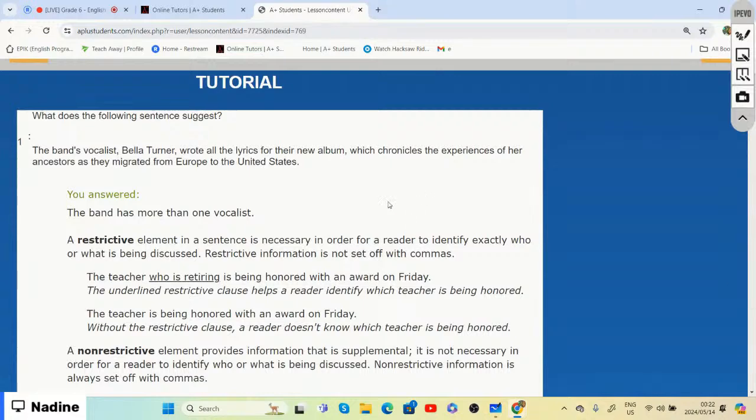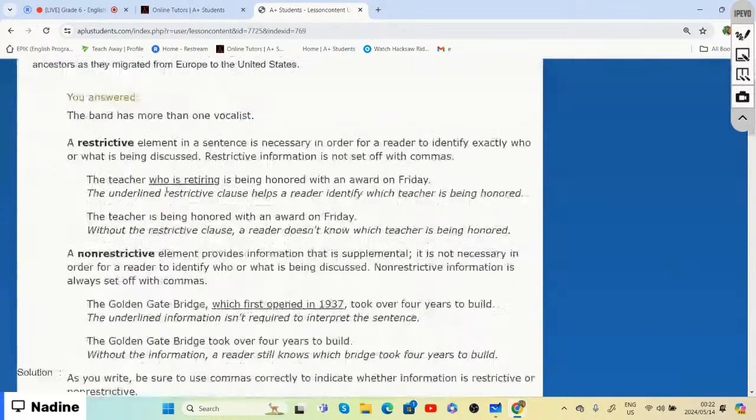Okay, so once again, before we go on to our activity, it says that a restrictive element within a sentence is necessary in order for a reader to identify exactly what or who is being discussed. And restrictive elements are not set off with commas. You can just give a straightforward sentence with no commas, and we will know who or what is being discussed.